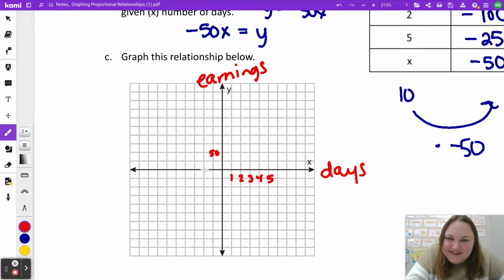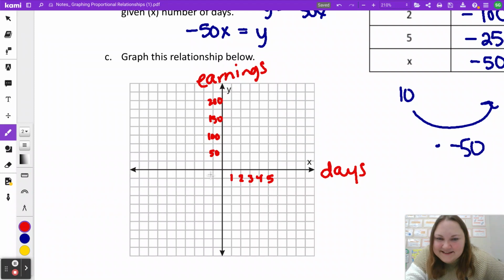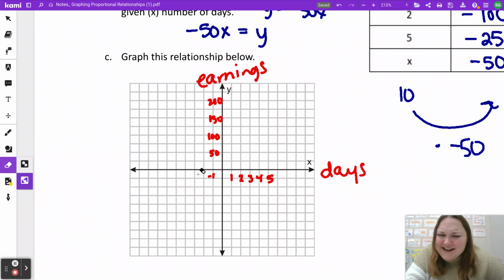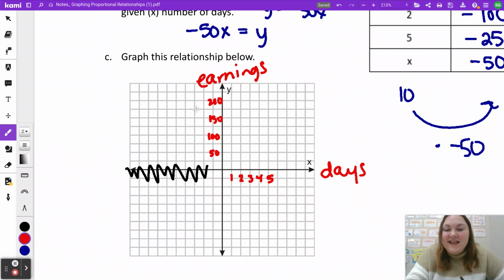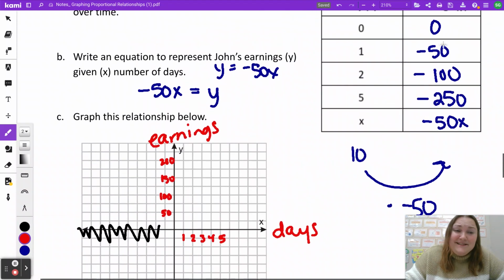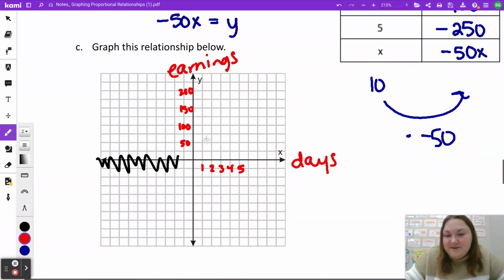So I'm going to make the second line 50, and then 100, 150, and 200. Now going backwards on my x-axis, that would be negative numbers, like negative 1, negative 2, but we can't have negative days. So I really don't need this side of my x-axis. But thinking about my y-axis, where we're talking about money, and also looking at my table, I definitely need the negative numbers there as well.